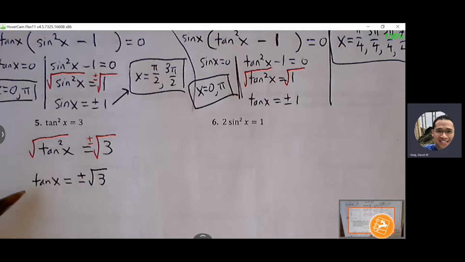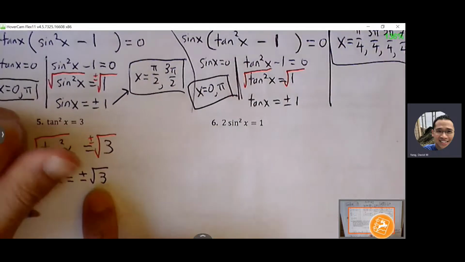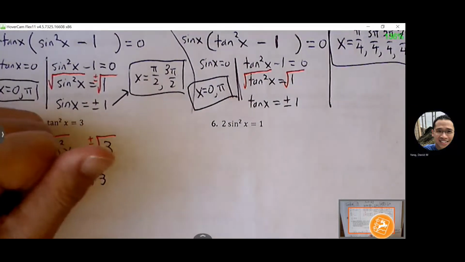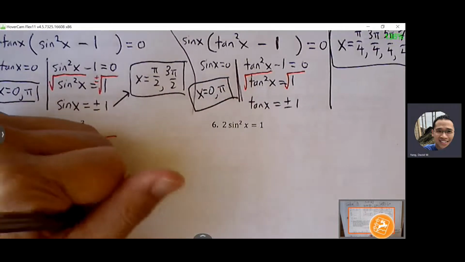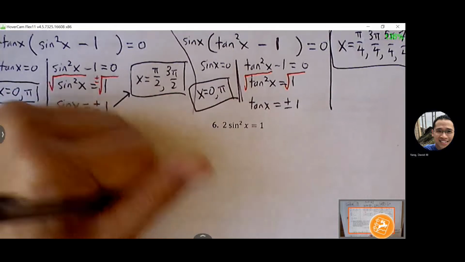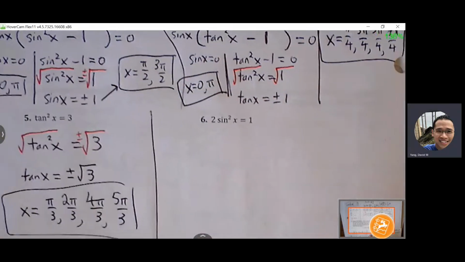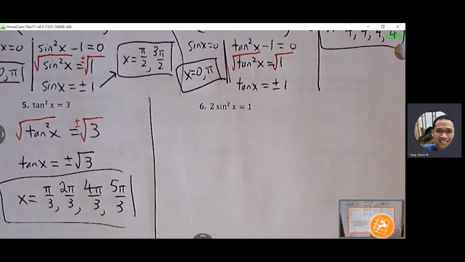Okay, look at your unit circle values. Where is tangent of x going to be root 3? Good, all the variations of pi over 3, right? Y over x, root 3 over 1, that's going to be pi over 3. Plus or minus, so all four quadrants will be represented. Okay, number 6 will feel similar. Just make sure you divide by the 2 first before you jump into the square roots.